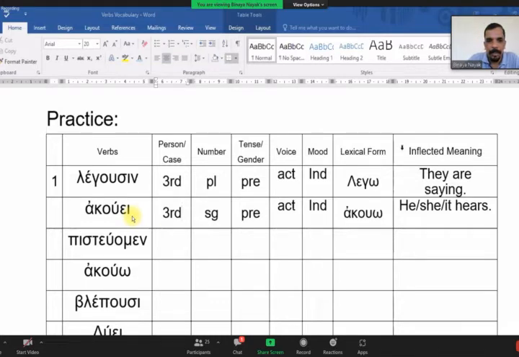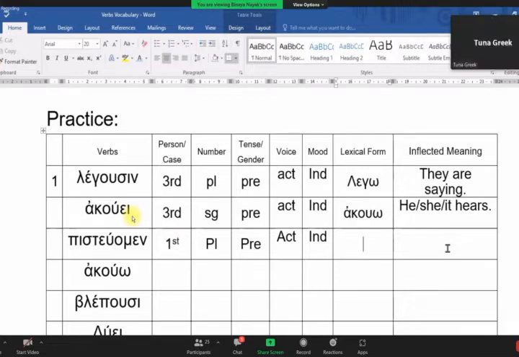Let's try with Tuna. Yes, sir. Plural. Just read off the word. Pisteuomen. First person, plural, present. I'm just going ahead with this one because I don't think anything new will come here.